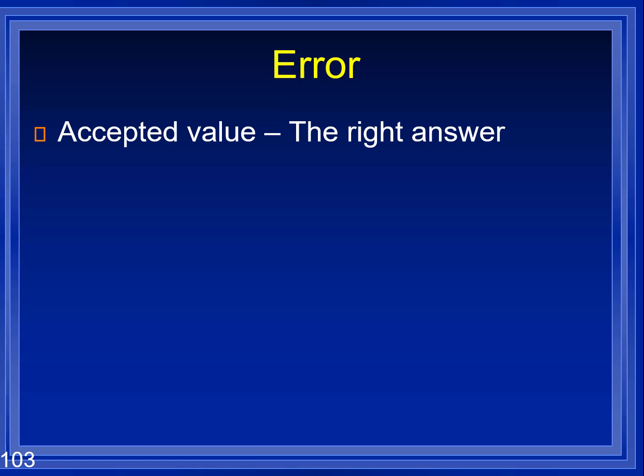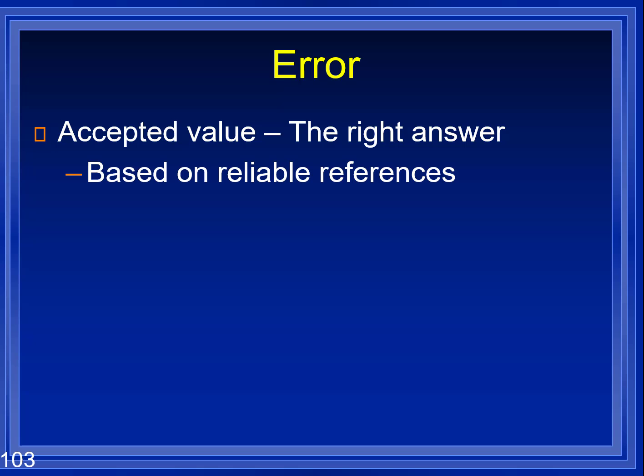So we're going to start off with, in order to know how wrong I was, I have to know the right answer. The right answer is called the accepted value. We can't call it the right answer because the best we can do is the accepted value, which is based on reliable evidence and references. It's the best we can do. Your textbook is one of your reliable references. When you're using the internet, check the site to see if it's reliable. See who wrote it, for what purpose, who they are.